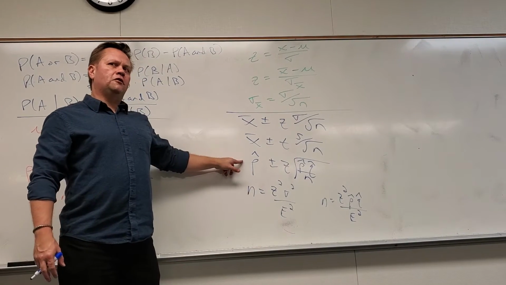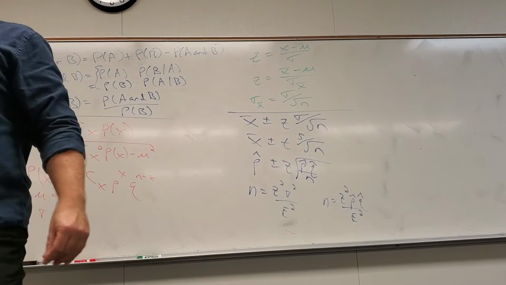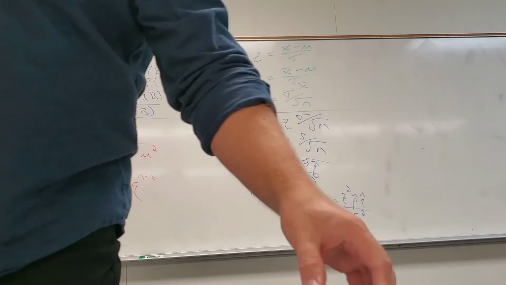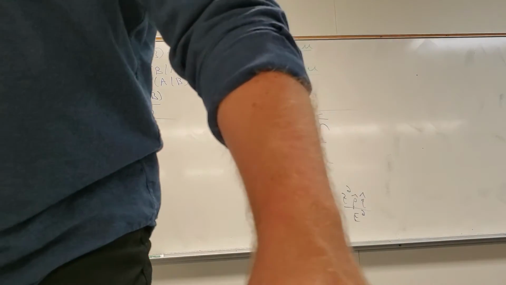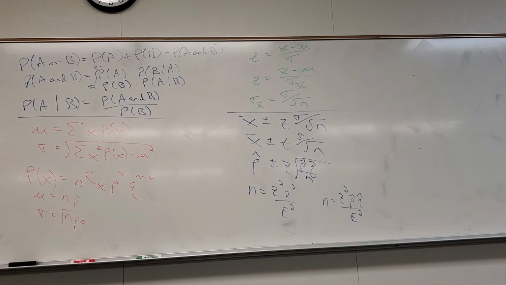What do you have to check though for an npq problem to make sure it's normal enough? It has to be greater than 5. What? You say it. That's not n. No. Or n times p? And n times q.